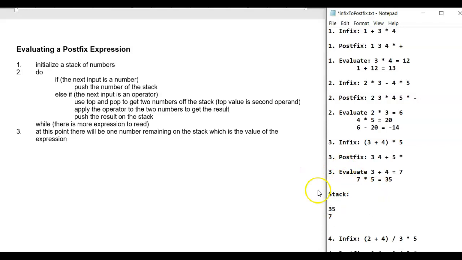And that's what it says. At this point, there's only one number remaining on the stack, and that guy is your answer, okay? And let's just check. This would be 7 times 5 is 35. Okay, good.